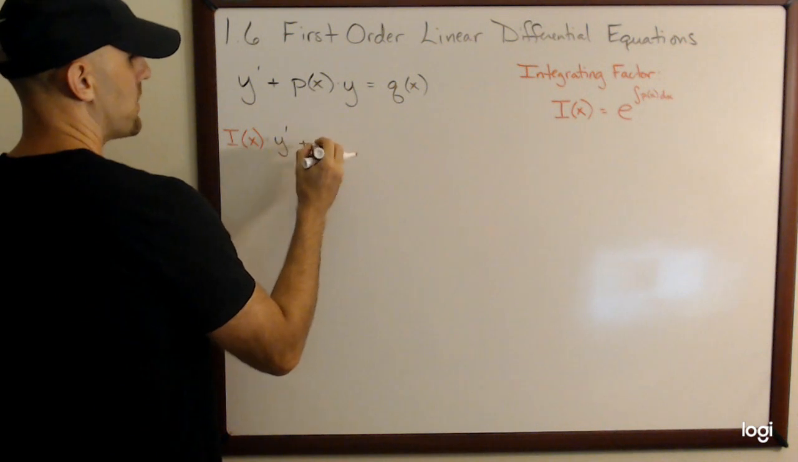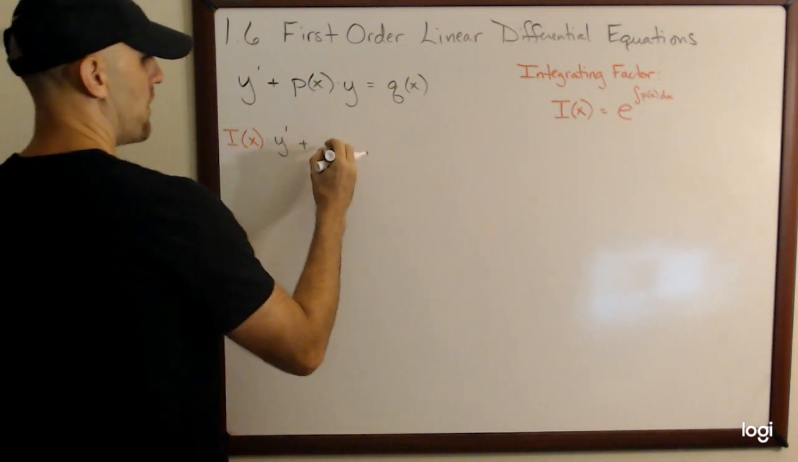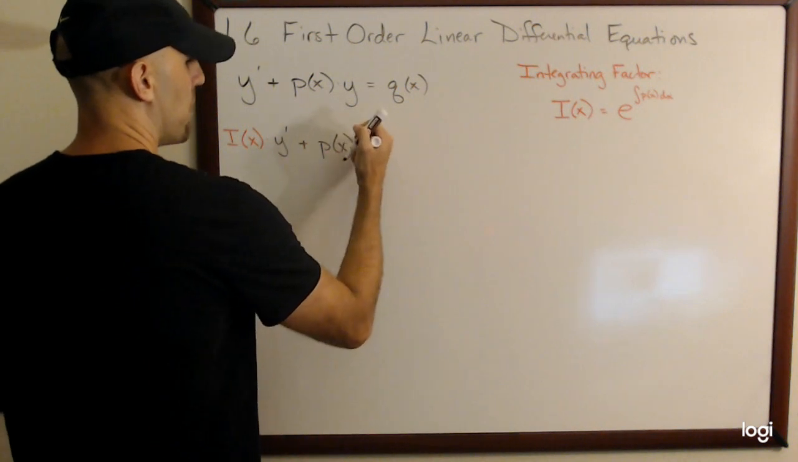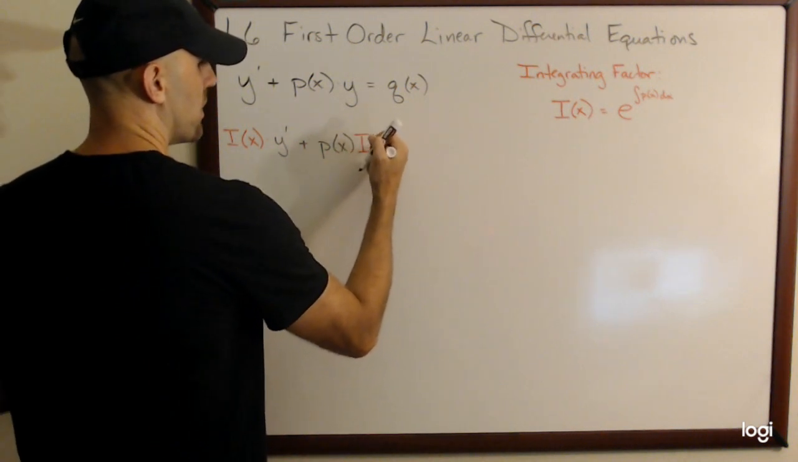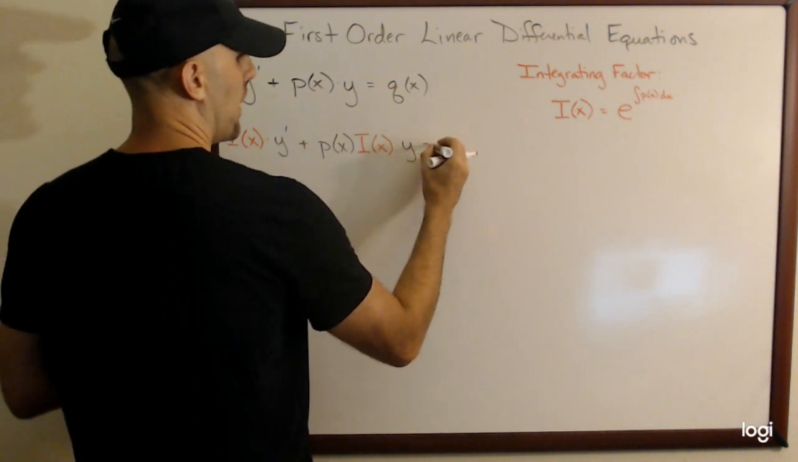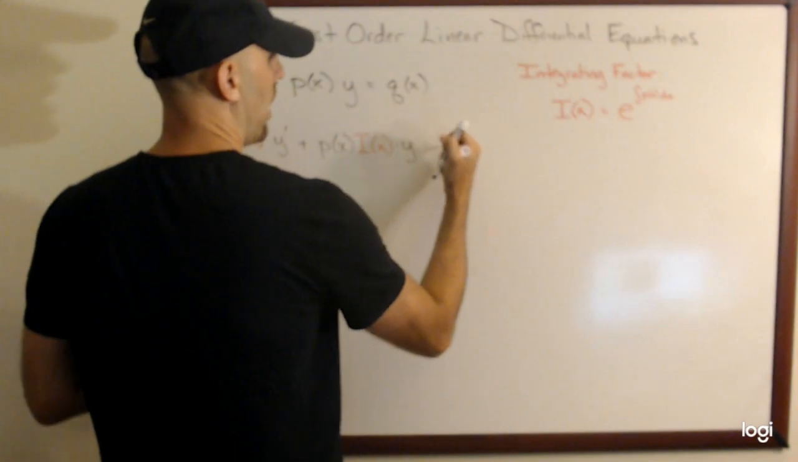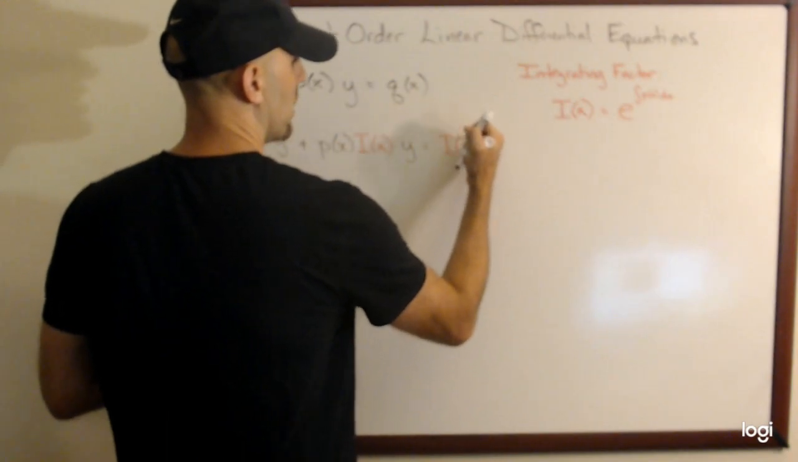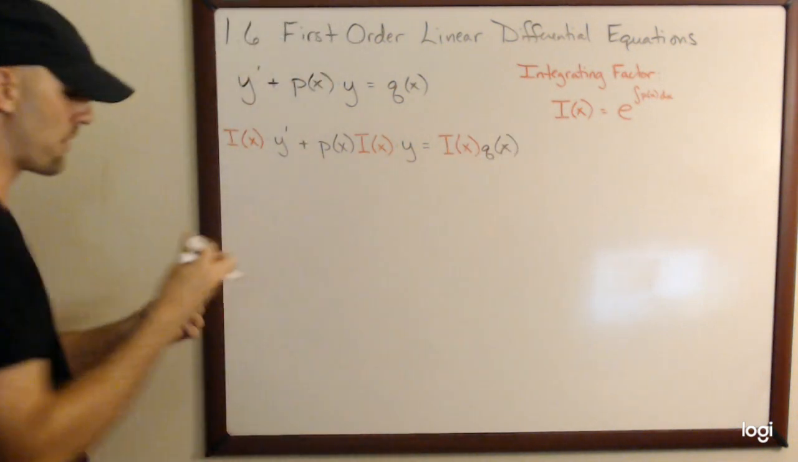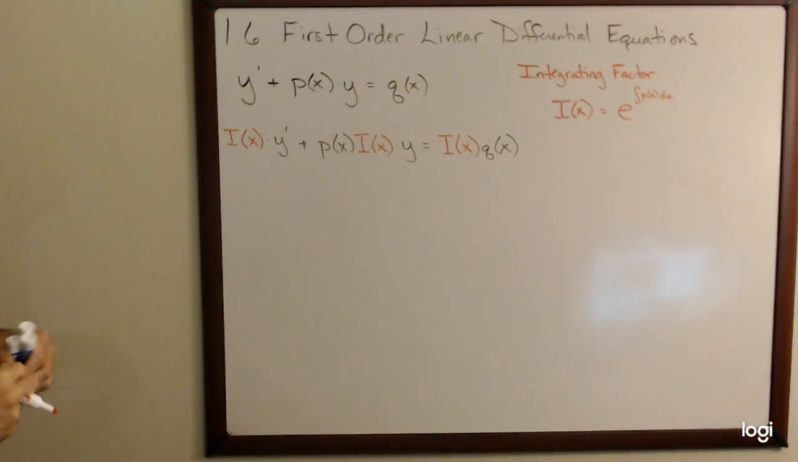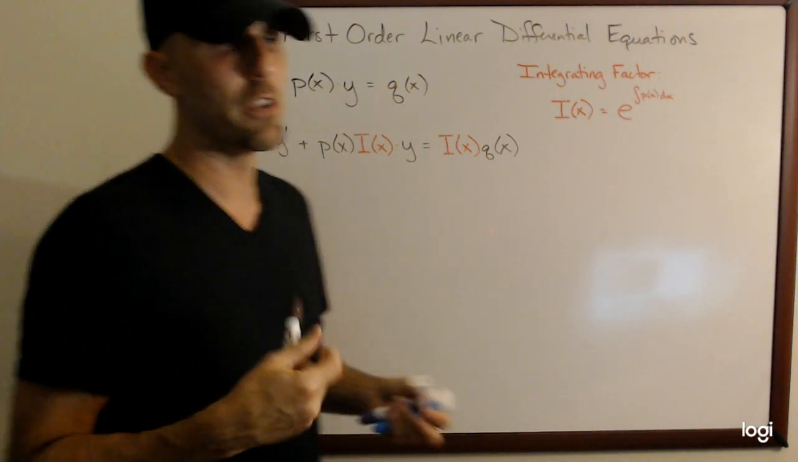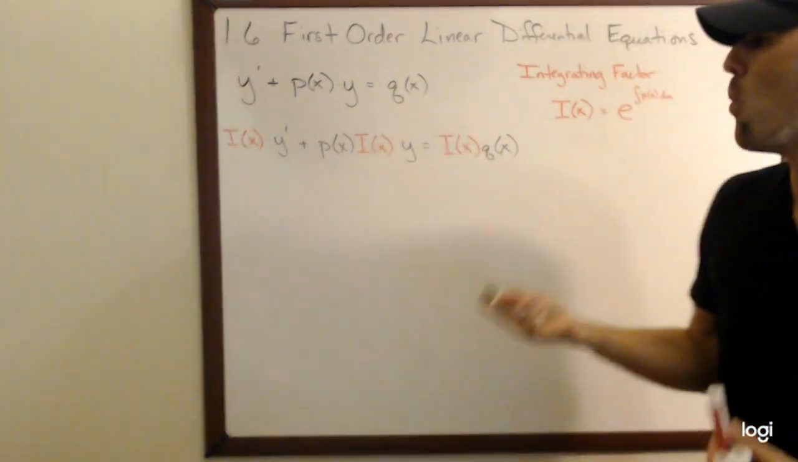plus, so I multiply this thing times I of x, so I'll get p of x times I of x times y, and that's equal to I of x times q of x. All I did was just distribute that I of x to everything in this equation. Okay. All right. And now for the critical part of this particular work, why did I want this?